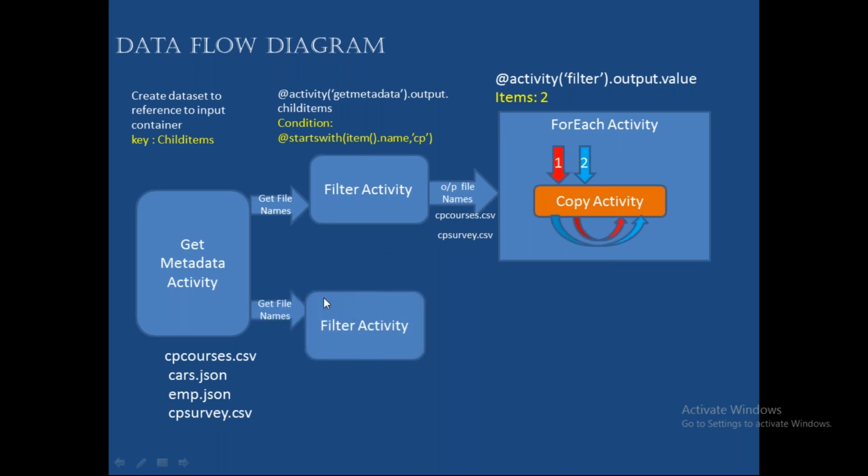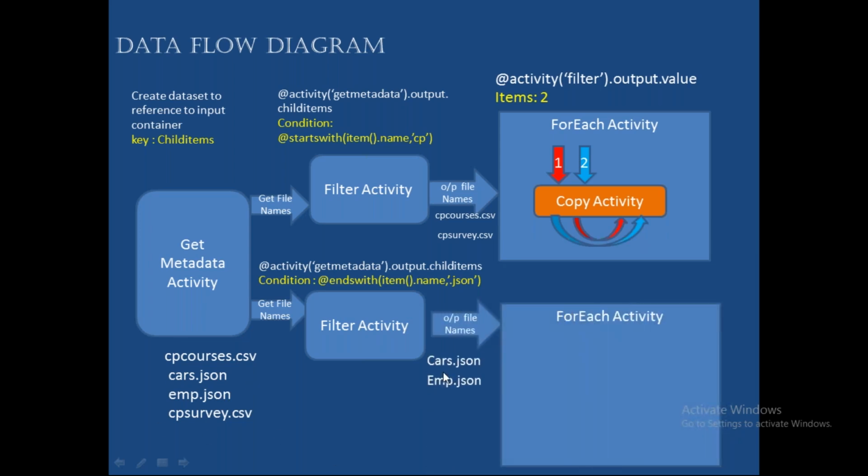Another filter I will apply here. I'll pass those 4 files and I will say I want files that end with .json. So all the JSON files only I want to pick from source, and I want to pass these 2 files, the course.json and emp.json, to the for each activity. Inside for each activity, for each has received how many files again? 2 files. Those 2 files I'll copy one by one with the help of copy activity.